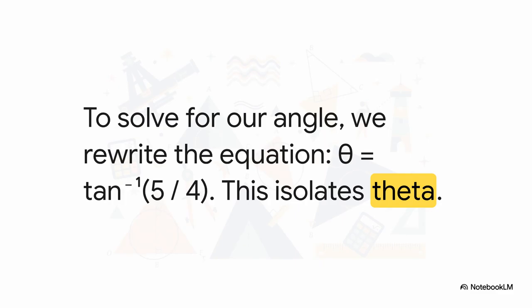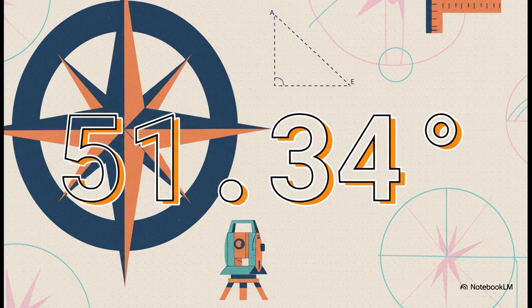So, to solve for our angle, we just rewrite the equation. Theta equals the inverse tangent of our ratio, which is 5 divided by 4. You punch that into your calculator, hit enter, and voila! The missing angle is about 51.34 degrees. We just found an angle using only 2 side lengths.